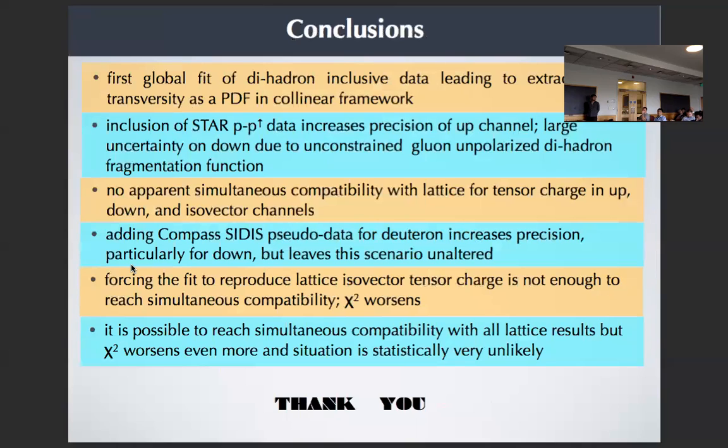And if we force our fit to reproduce the lattice results for the isovector tensor charge, or even for the up and down components, actually we can find some combination of replicas that leads to compatibility, but at the price of a very bad chi-square, and therefore a combination which is statistically not very favorable. So I think that there is an issue at the moment between lattice and phenomenology. And the only thing we can do from the phenomenological side is to explore new constraints to enlarge the X range covered by the experimental data.